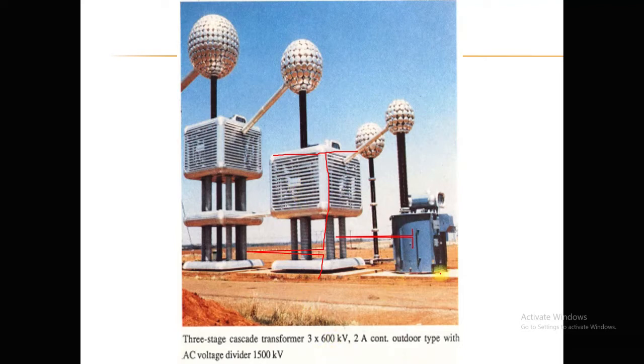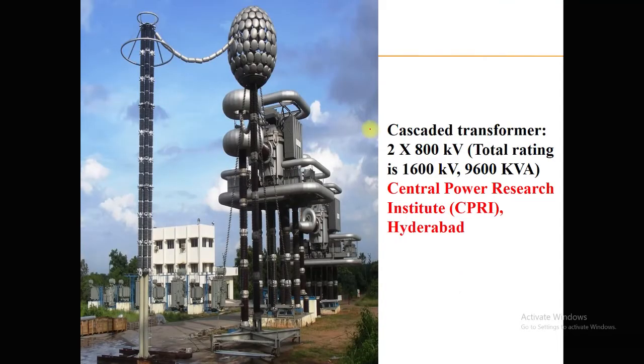Okay, so this is another connection of the cascading transformer. This is the photograph of the two stage cascade transformer available at CPRI Hyderabad. Okay, so this is the potential divider to measure the high voltage generated by this cascaded transformer. So you can compare the size of this circuitry with this building structure.